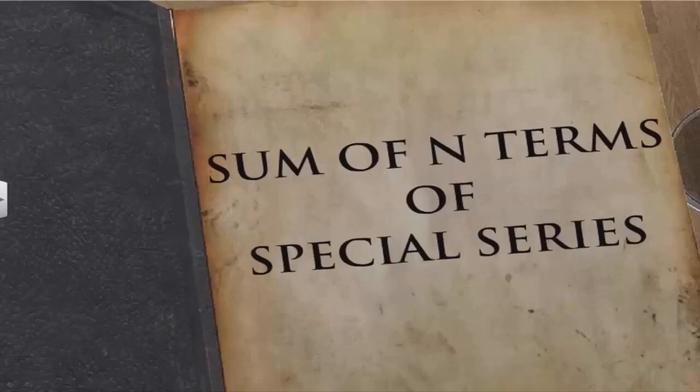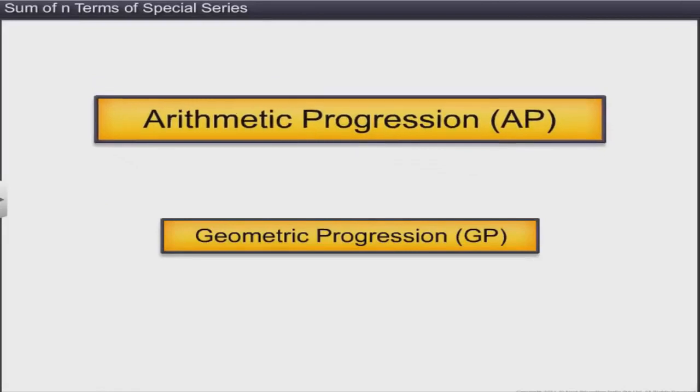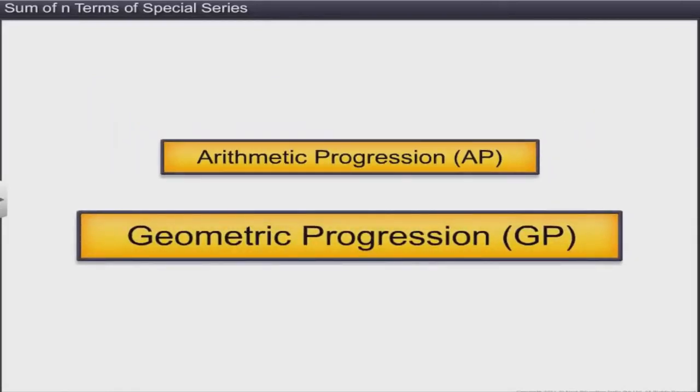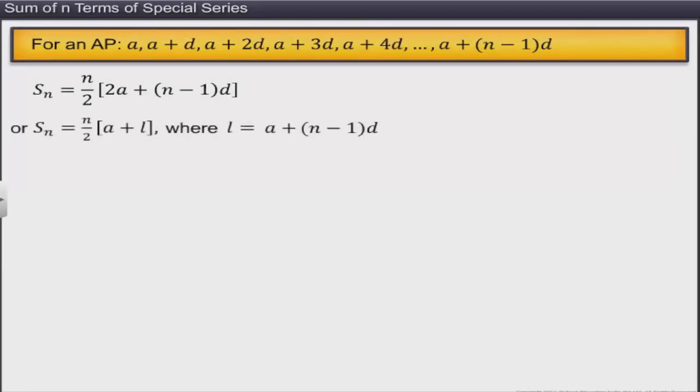In this module, you will learn to find the sum of n terms of some special series. By now, you're familiar with arithmetic progression and geometric progression. The sum of n terms of an AP is equal to n by 2 into (2a plus (n minus 1) into d), or n by 2 into (a plus l), where l is the nth term or the last term. It is denoted by S with subscript n.